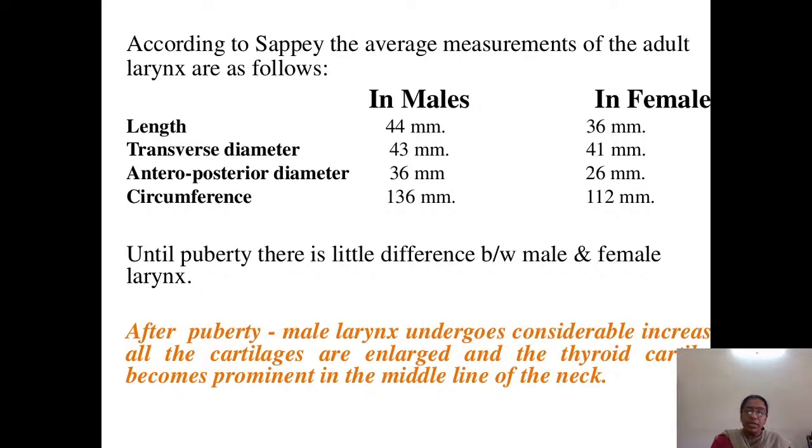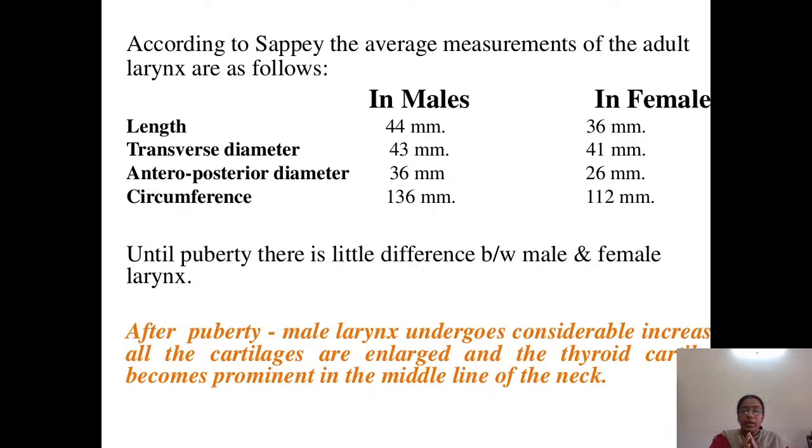Up to puberty there is only a little difference between the male and female larynx, after that there is a wide difference. After puberty, the male larynx undergoes an increase, meaning all the cartilages, because the larynx is made up of some cartilages. In males, after puberty, there will be a prominent increase in the cartilages, such as the thyroid cartilage becoming prominent. In males you can see the Adam's apple, the thyroid cartilage, more prominent in the midline of the neck. So that is a variation in the measurements.